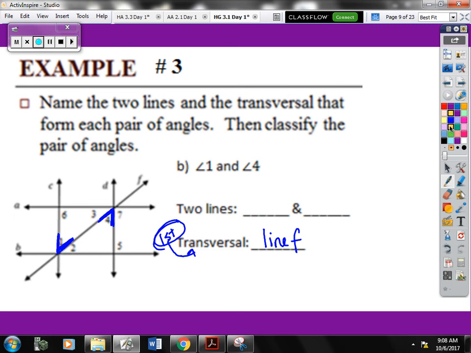Jeremiah? C and D. And that's actually a good point for me to emphasize. You don't want to look at the vertex, because the vertex is going to fall on 3 different lines at the same time. You want to look at the side. So these two sides go on the transversal. This side is C, and this side is D. So those are my other two lines.